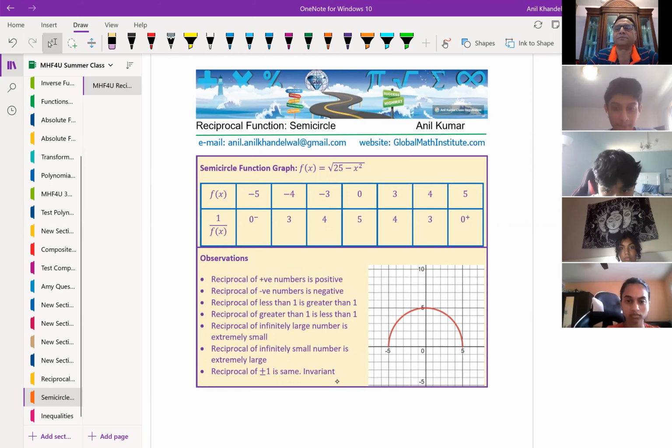You can identify your vertical asymptotes first. No, not the reciprocal function. Not the reciprocal function. First is the semicircle, okay?